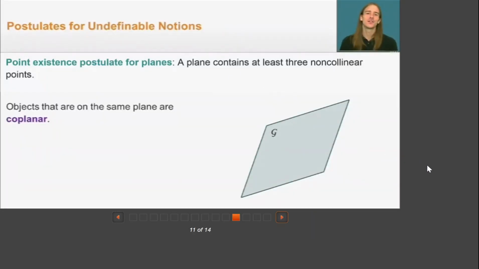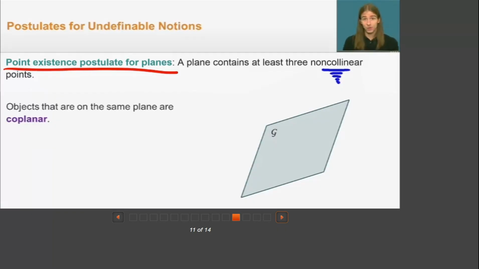Let's check out some postulates for planes. Here we're going to look at the point existence postulate. This postulate tells me that a plane contains at least 3 non-collinear points. And take a look at that word non-collinear. What it means is that the objects are not all in a straight line.